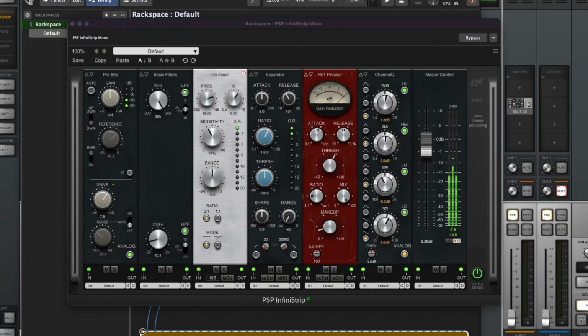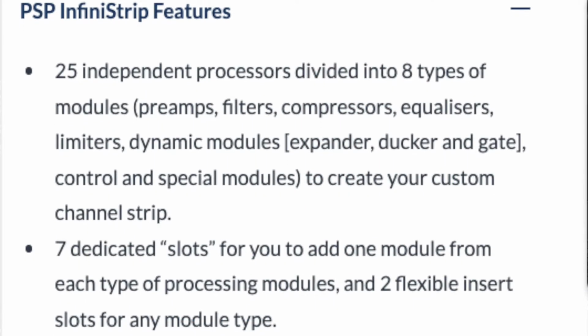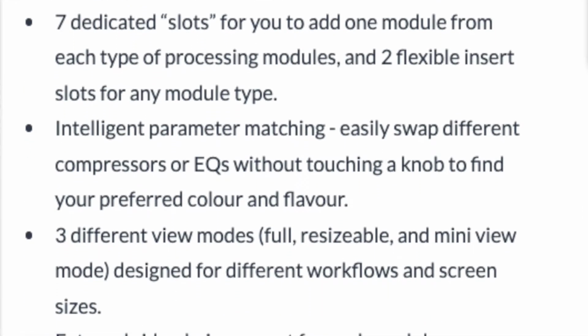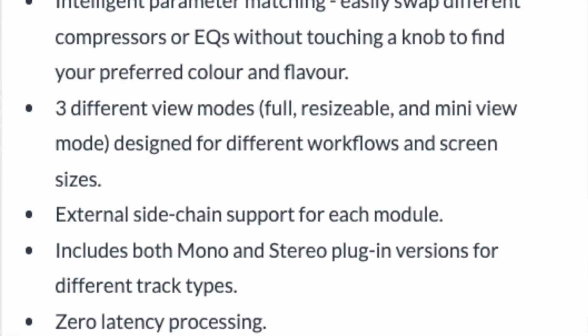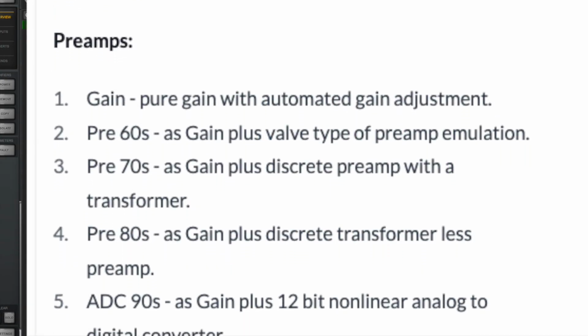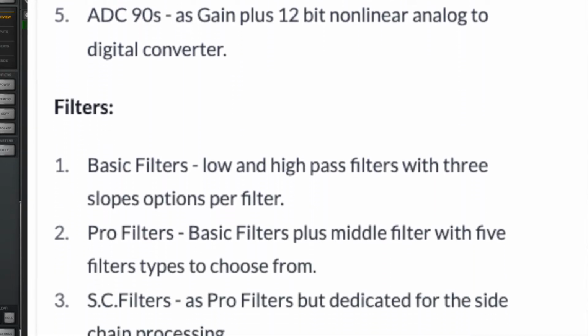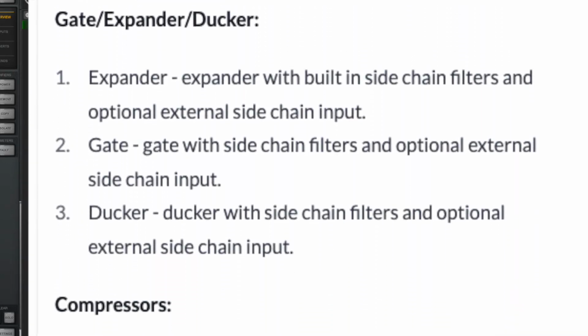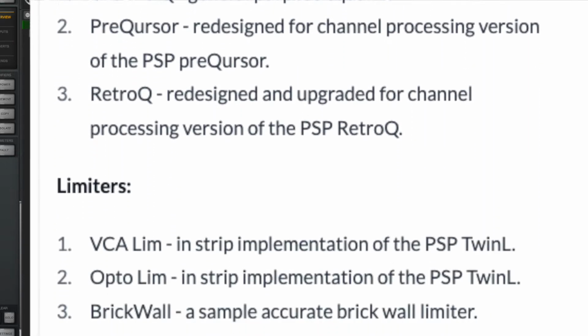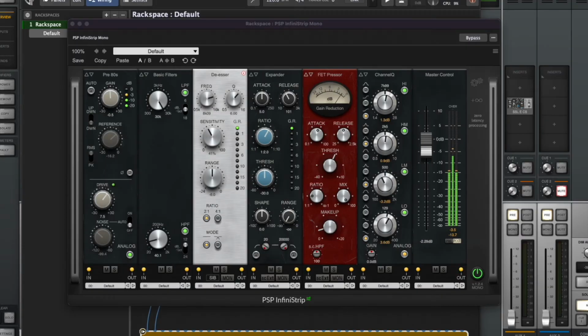Okay, you get 25 independent processors. All right, you get 25 of these virtual 500 series rack modules. You get preamps, okay? You get 5 different preamps. You get 3 different filters. You get a gate expander and a ducker, so you get 3 different modules there. You get 3 different compressors. You get equalizers, you get limiters, you get a master control strip, you get a De-Esser, a de-hummer, and a reactive EQ, kind of like a dynamic EQ. So there's a lot going on, and I'm not going to cover all of it.